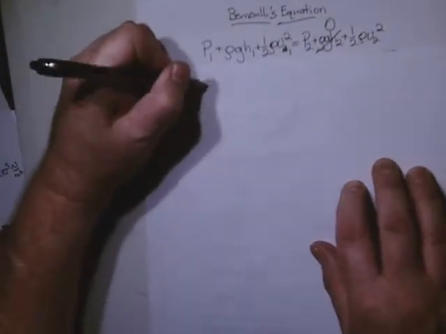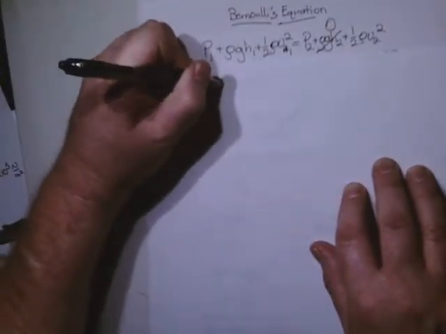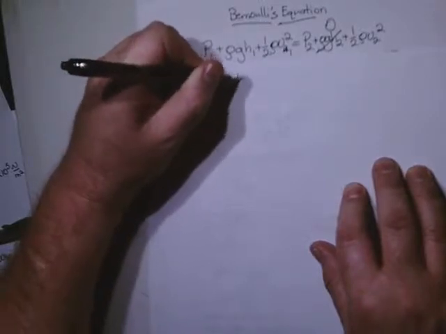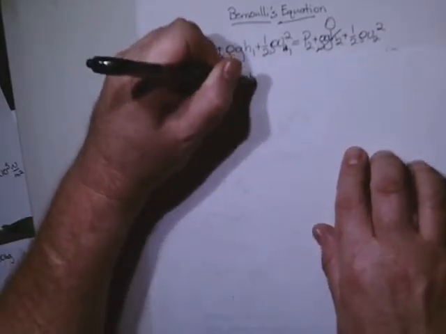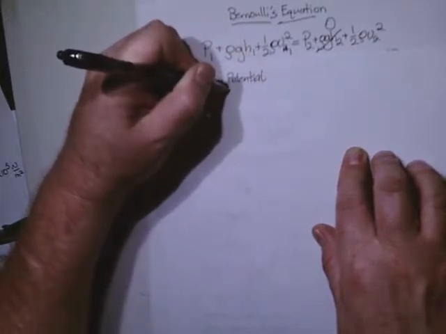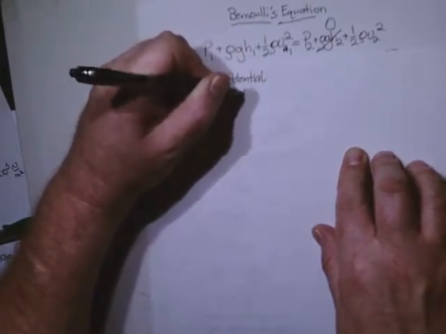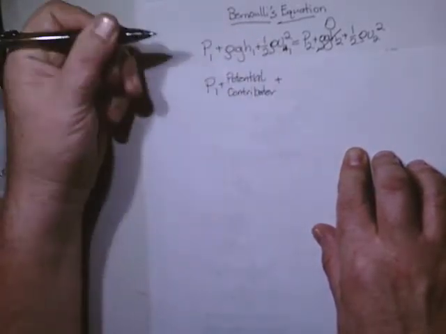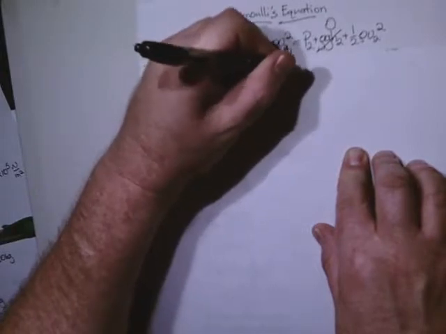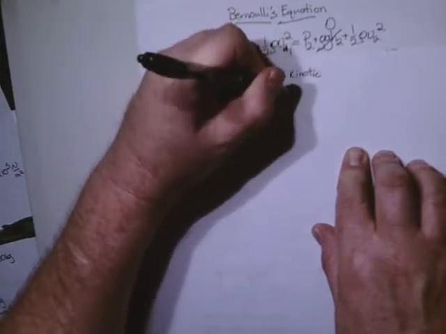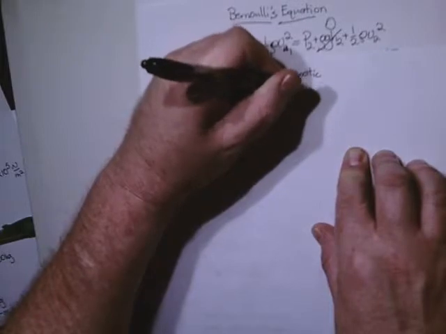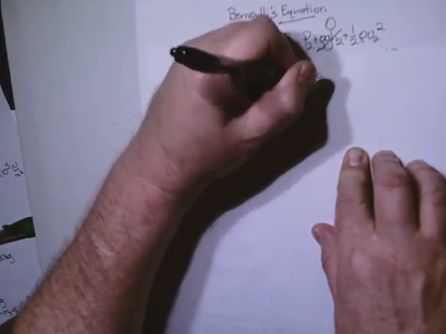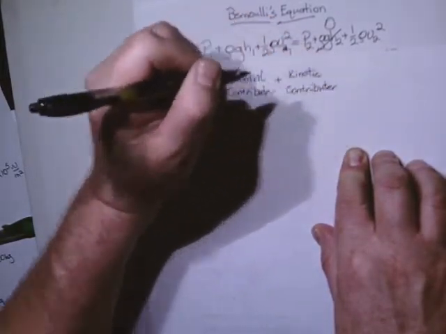There's pressure, and then there's contributors to pressure. Are the other two contributors? Yeah, those two are contributors. This is a potential contributor. It's the same as that one. A potential contributor due to height. And then a kinetic contributor.